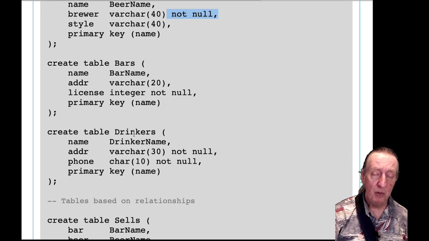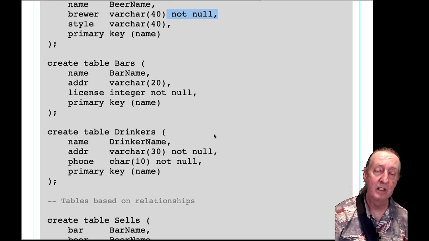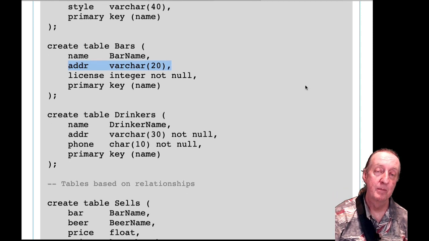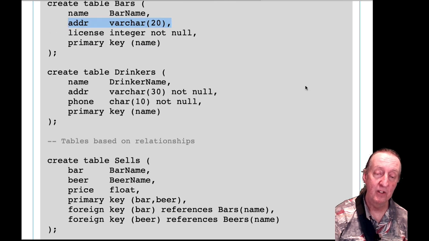The drinkers table, notice that we're using these domain names. So drinker name is used here, and we know that's actually varchar 20. All right, we need to know the drinker's address, I guess, so we can send him home if he rolls out of the pub dead drunk. And we need to know the phone number, so we can phone home before we take him home. So in this case, both of these are not null. As I said, you could definitely argue for the fact that we ought to know the address of a bar, but I decided not to.